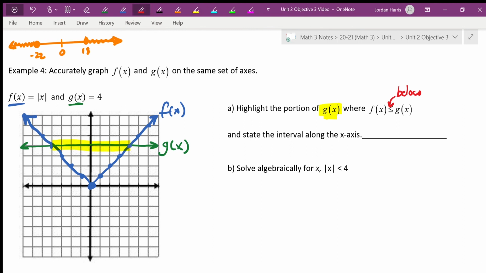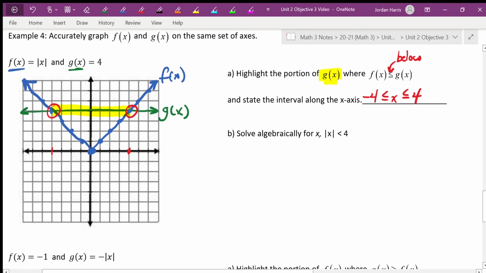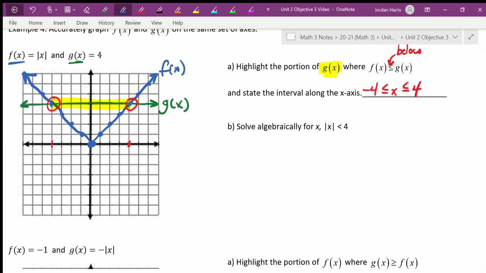And state the interval on the axis. So we got to pay attention to this. It is equal to, so at what x value? So 1, 2, 3, 4, and 1, 2, 3, 4. So negative 4 to 4. Negative 4 is less than or equal to x is less than or equal to 4. I know it's a sandwich because think about our number line graphs. This is kind of what it looked like, right, where it's in between.